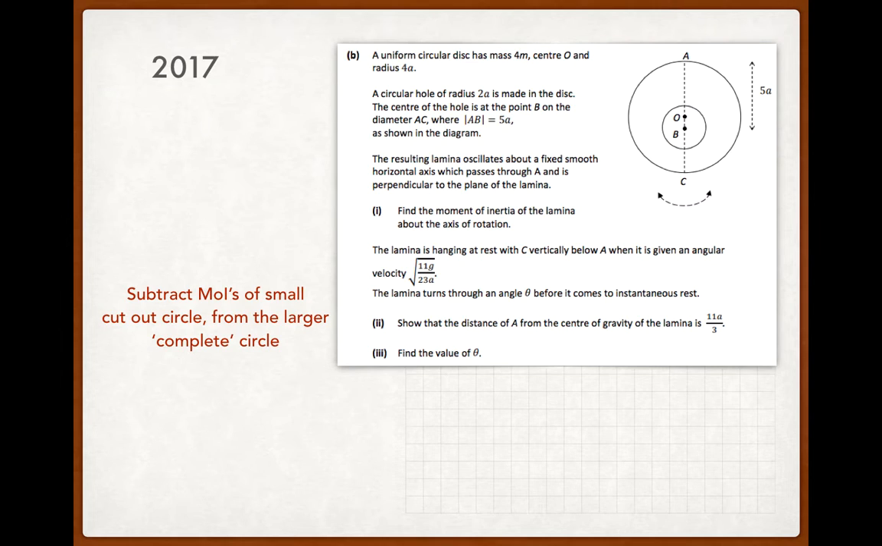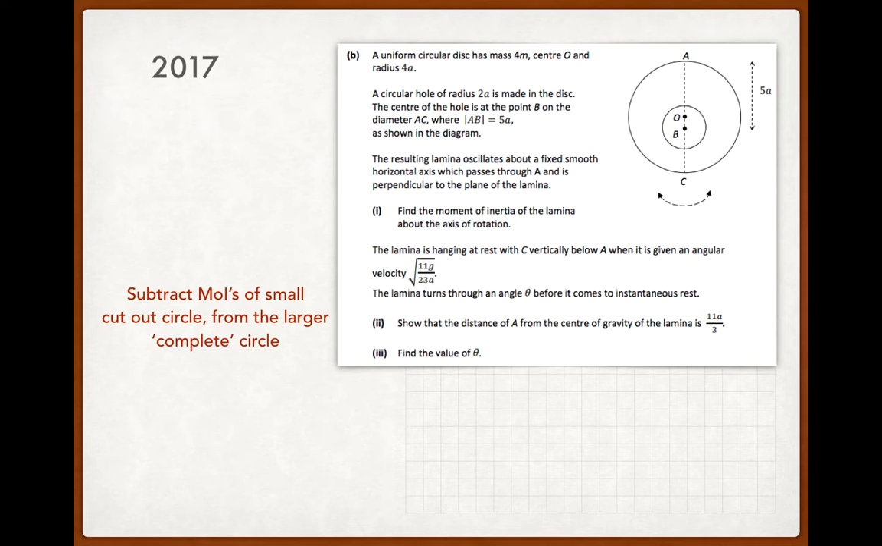Part 2 then, we're told the lamina is hanging at rest with C vertically above or vertically below A when it's given an angular velocity of that. The lamina turns through an angle of theta before coming to instantaneous rest. Show that the distance of A from the centre of gravity of the lamina is 11a over 3.